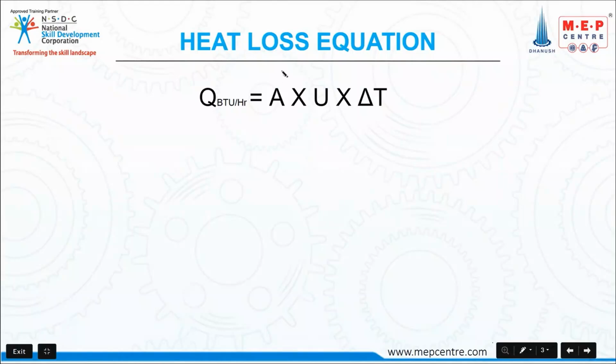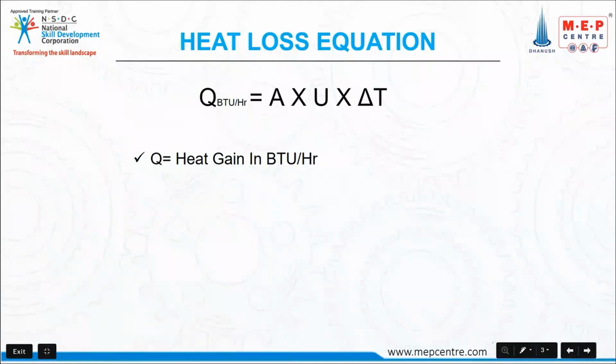So heat gain or heat loss, both are the same. Somewhere it is heat loss, somewhere it is heat gain. In the winters it will be heat loss. In the summers it will be heat gain. So the heat gain or heat loss equation is Q equals A into U into delta T, where Q is heat gain in BTU per hour, British thermal unit per hour.